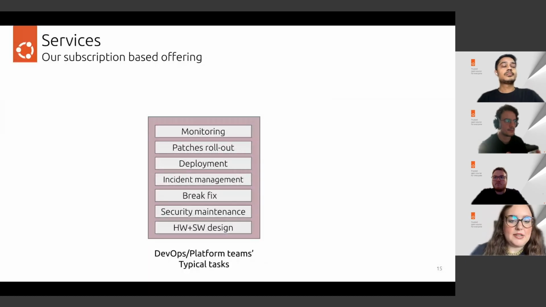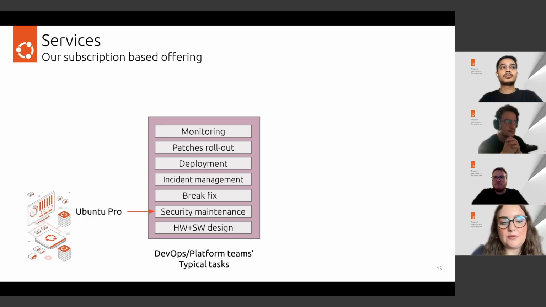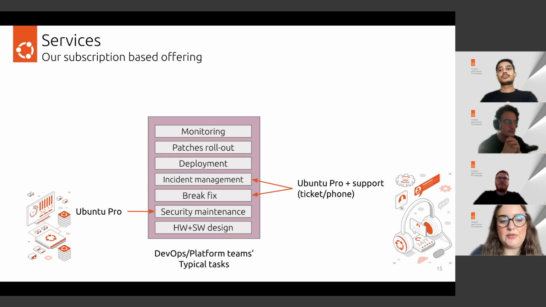Then let's look at our services. First of all, we do offer hardware and software design. That's not a subscription-based offering, but more engagement-based with our field engineering team. When it comes to security maintenance, we offer that with our base level of services, which is called Ubuntu Pro. But if enterprises want support for bug fixes and incident management, then we do offer Ubuntu Pro Plus support, whether it's ticket or phone support with defined SLAs.